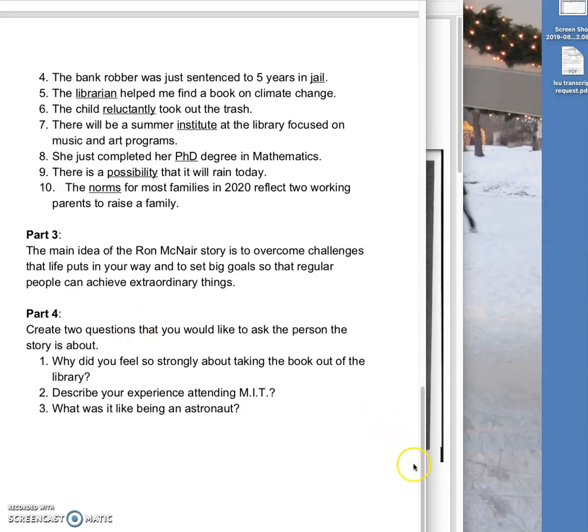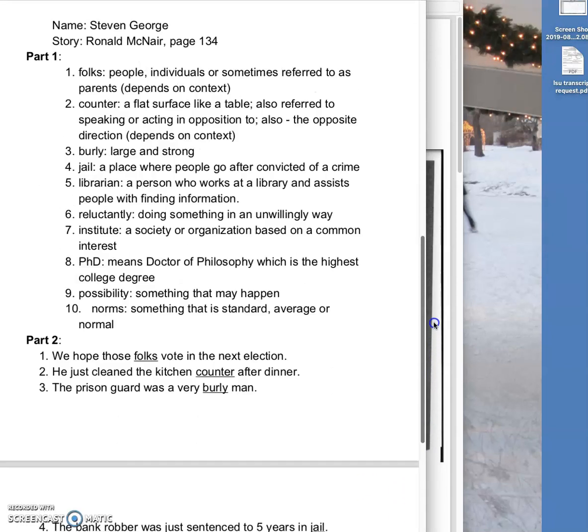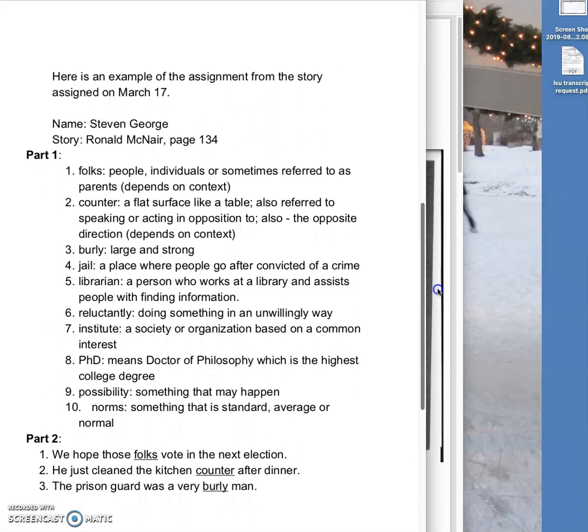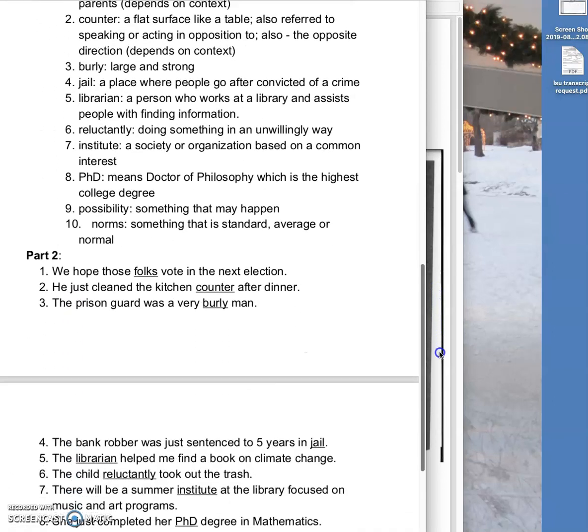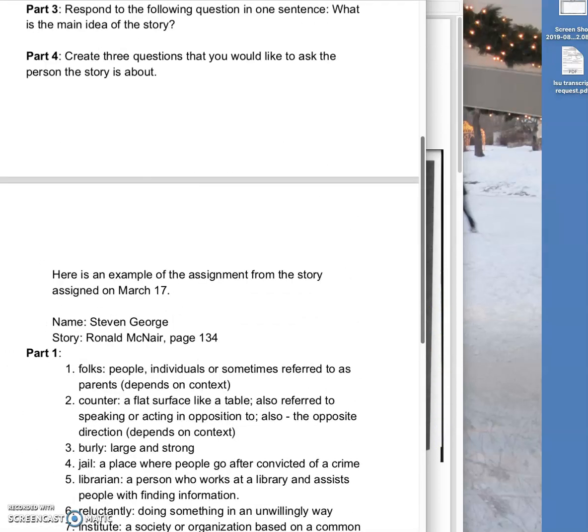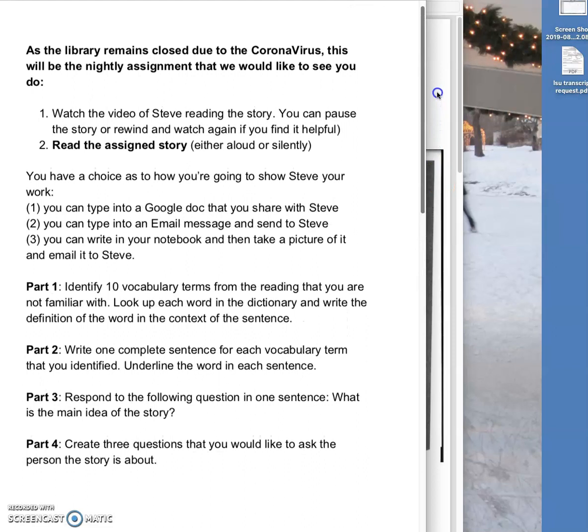So this is the finished product that we're looking for. Something like this. If you can type it, that's great. So this is exactly what I'm looking for. The 4 parts. Here's the example. And that's the assignment. Okay, so all this will be posted so you'll be able to actually see this.